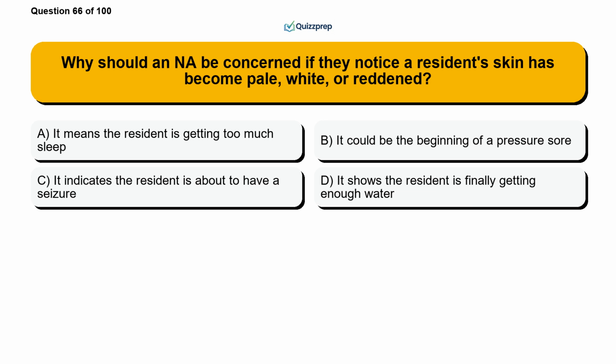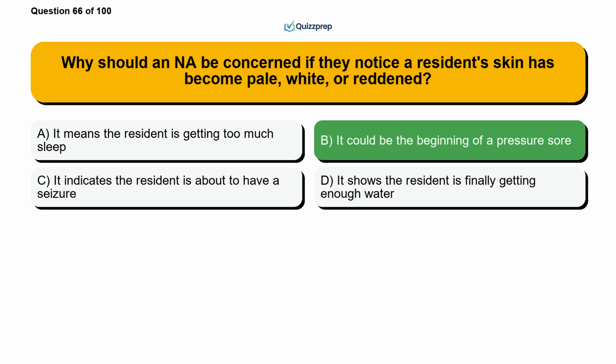Question 66. Why should an NA be concerned if they notice a resident's skin has become pale, white, or reddened? Option A, it means the resident is getting too much sleep. Option B, it could be the beginning of a pressure sore. Option C, it indicates the resident is about to have a seizure. Option D, it shows the resident is finally getting enough water. The correct answer is option B, it could be the beginning of a pressure sore.